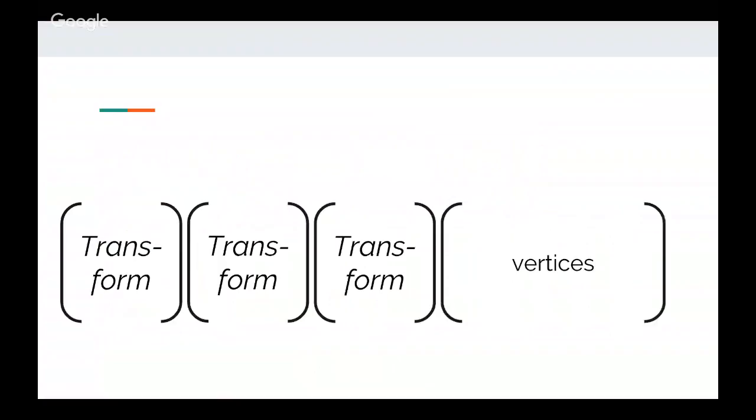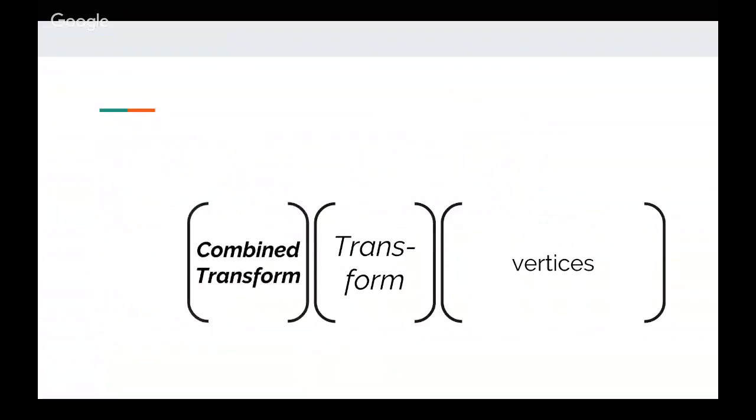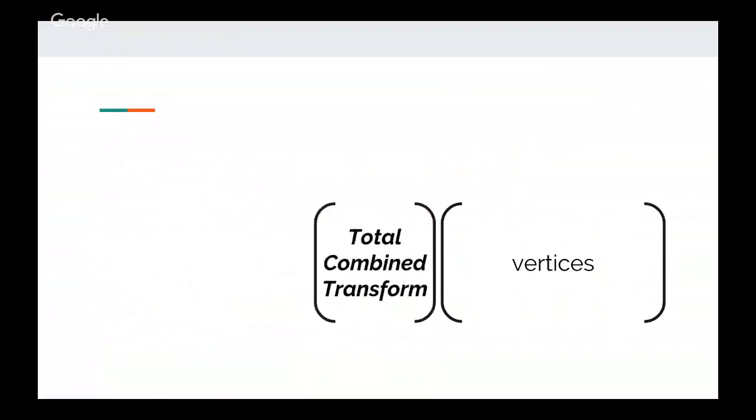The other thing to know about them is that, let's say we have these 3 different transforms, and then our array of vertices. Well, we can start multiplying from the left. We can take those first 2 and multiply them into one combined transform, and then take that one and multiply from the left again. And we have one big total combined transform. That means that we can take any number of transformations, combine them together into one, and it becomes really efficient.